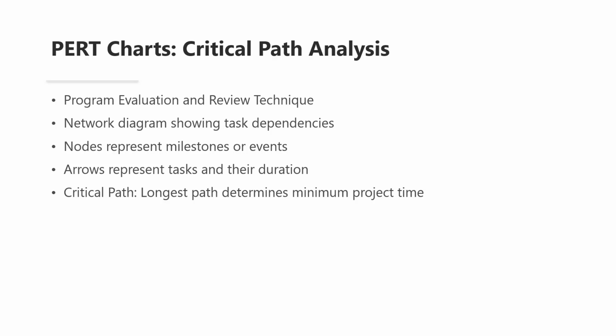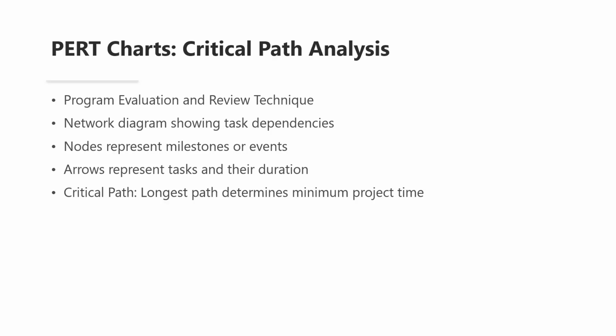Now here is the most important concept in PERT analysis, and I really want you to lock this in. The critical path is the longest sequence of dependent tasks through the network diagram. It determines the minimum amount of time needed to complete the entire project. Any delay in a task on the critical path will delay the entire project. Tasks that are not on the critical path have what is called slack or float, which means they can be delayed somewhat without affecting the overall project timeline.